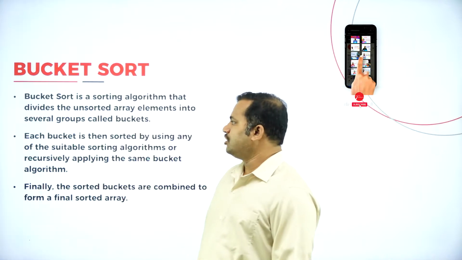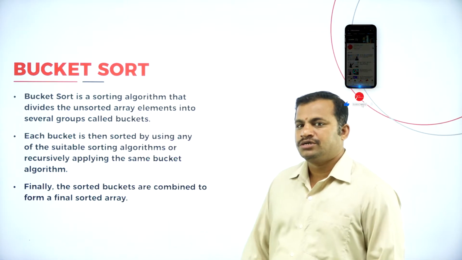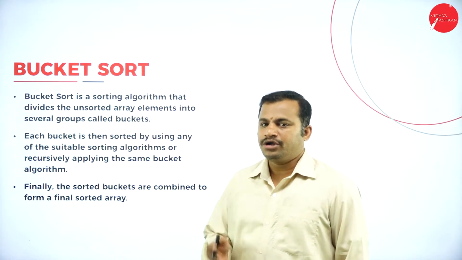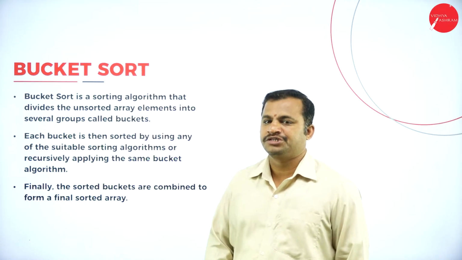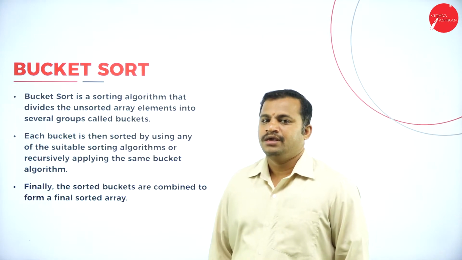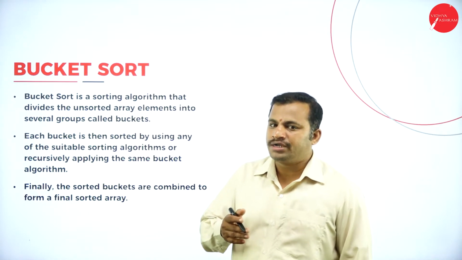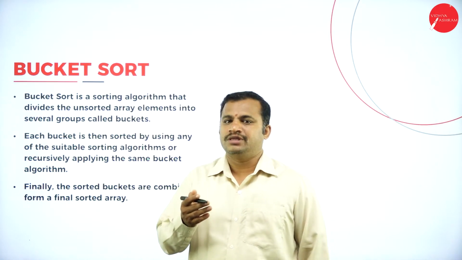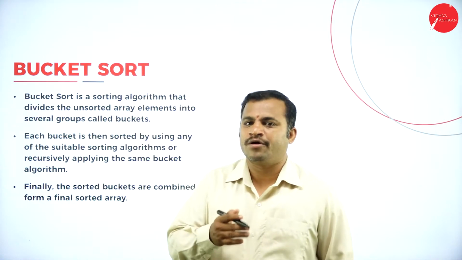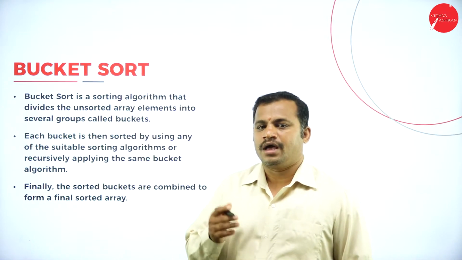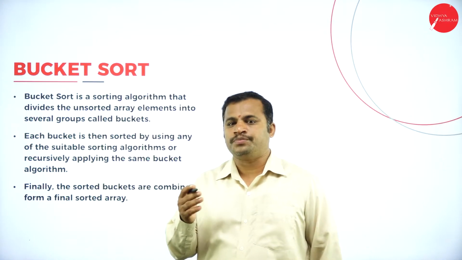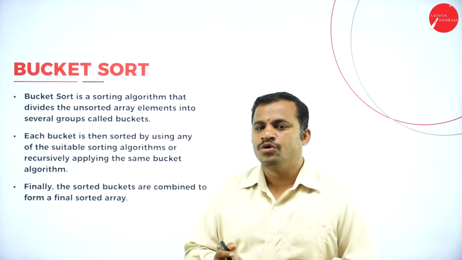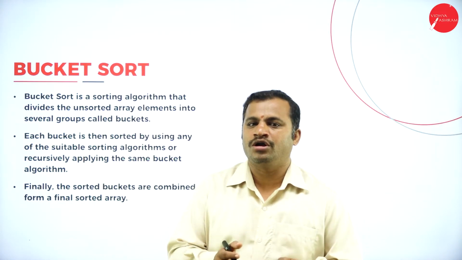In this bucket sort, you will come across different groups of information. What is the meaning of groups of information? Let me tell you that. A bucket sort is a sorting technique that allows you to group the unsorted array of elements. I am using the word group or combine the elements of an array into one single group called bucket.